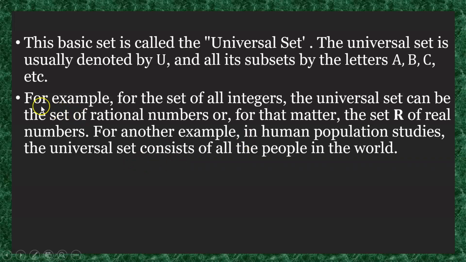Now see this here again, I will explain. For example, the set of all integers. What are the universal sets? The set of rational numbers will be a universal set, and the set of real numbers is also a universal set. Next, for another example, in human population studies, the universal set consists of all the people in the world.